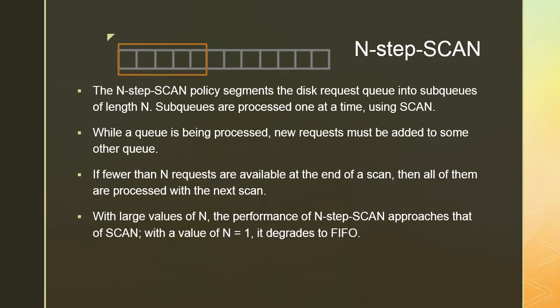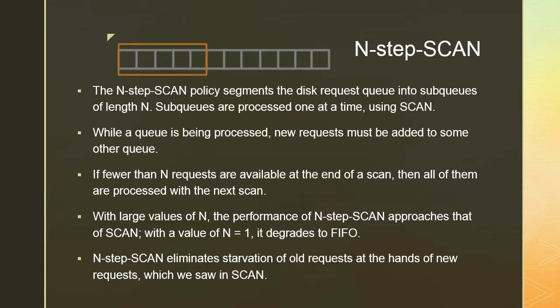With large values of n, the performance of n-step scan approaches that of scan. With a value of n equals 1, it degrades to FIFO. N-step scan eliminates starvation of old requests at the hands of new requests, which we saw in scan.